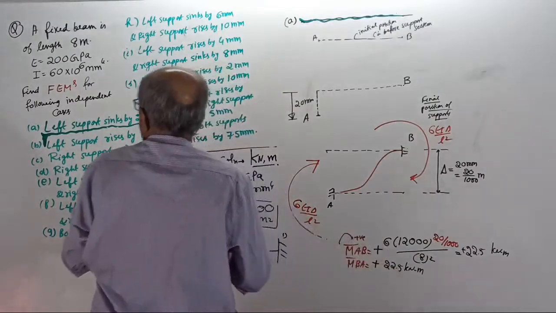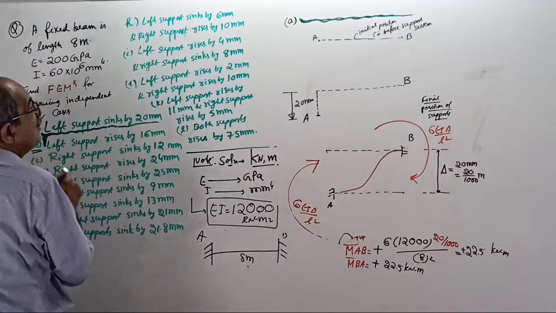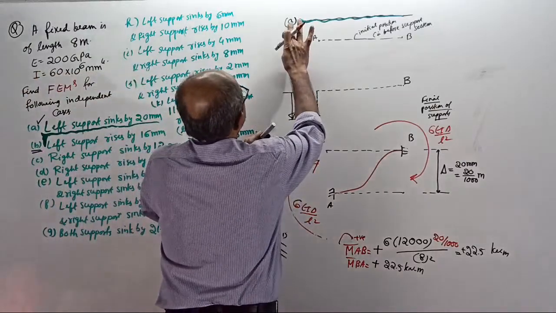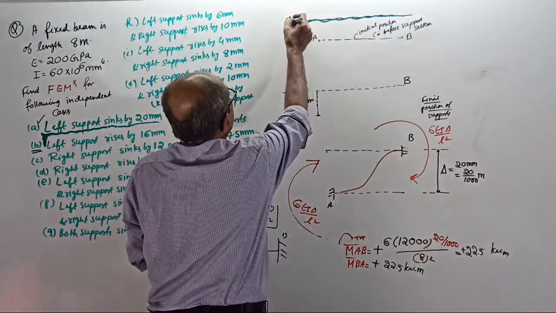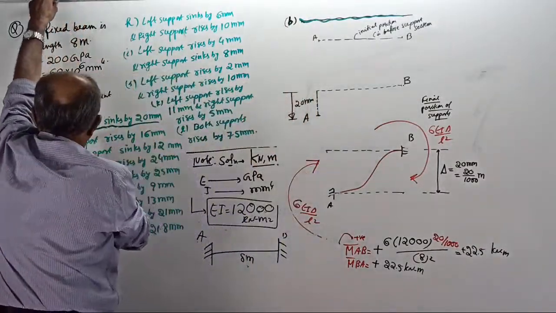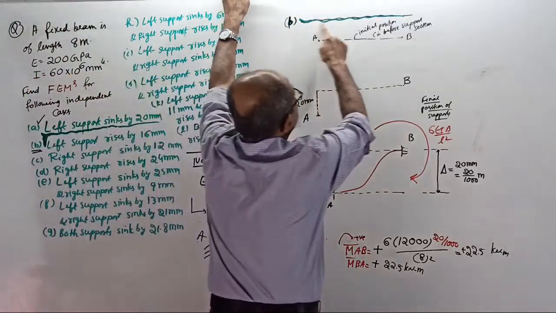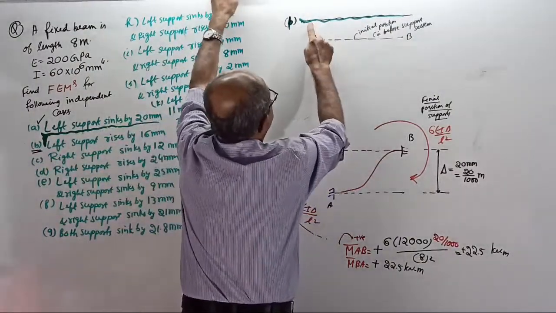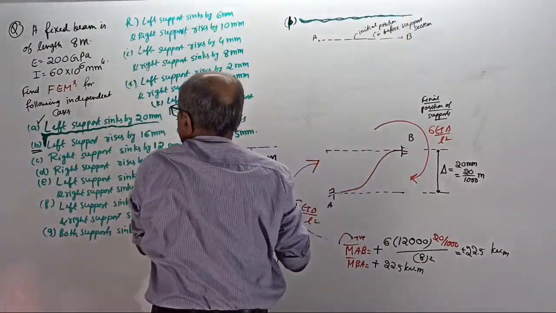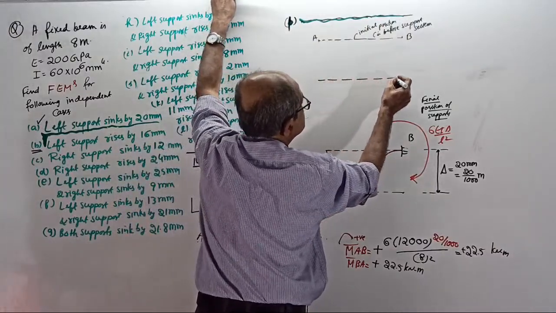Now, question A is completely over. I will go to B. B, I will keep on solving now. Correctly understand. B. Left support rises by 16 mm. You write once again here what I wrote there. Left support rises by how much? 16 millimeter. So you put dotted line here.